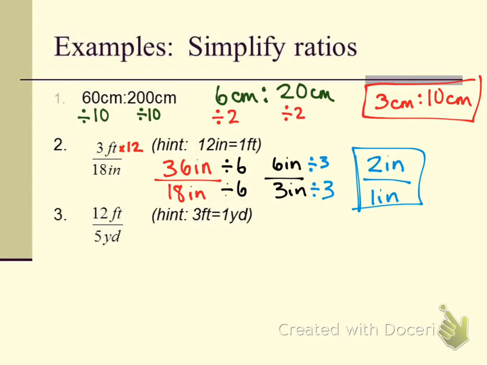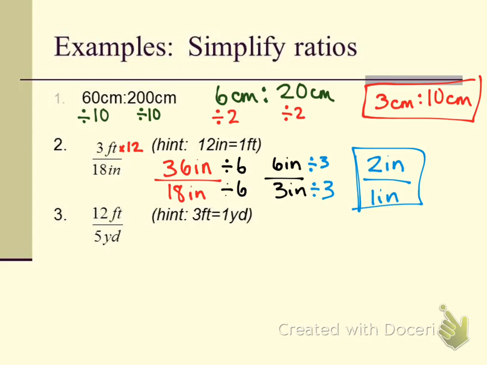Now, ratios are kind of like fractions. Anytime you can reduce, you should reduce. So just be aware of that on your homework as you're going through them. If it looks like it can be reduced, go ahead and double check to see if it can before you turn in your final answer.